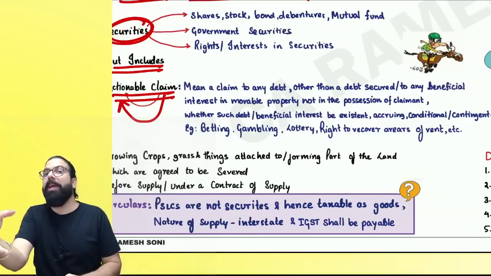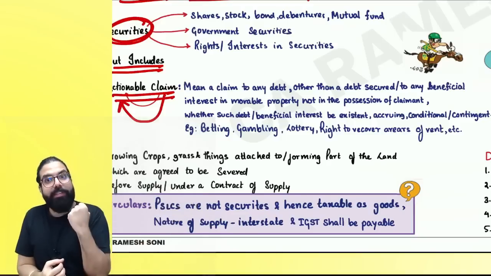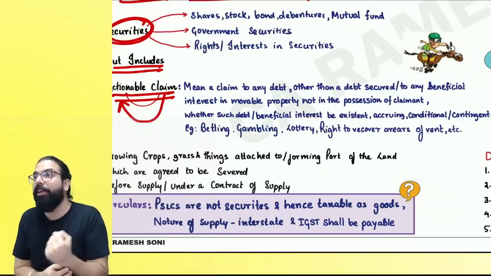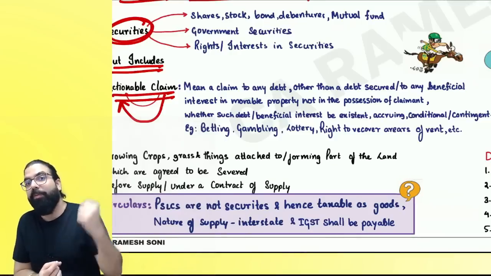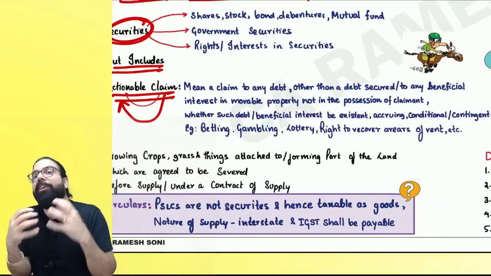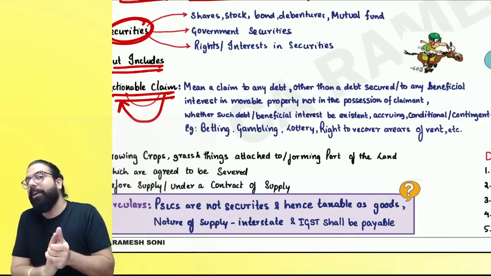For example, my tenant is not paying me rent. That rent to receive from him is my right to receive. Insurance claim is my right to receive. Are you guys able to understand? Lottery, if I win, I have a right to receive the prize money. All these are actionable claims, and actionable claims are goods.